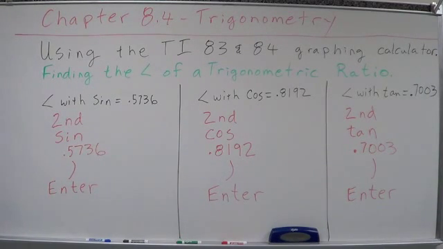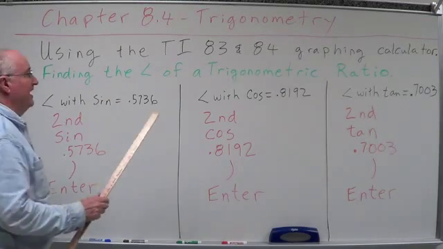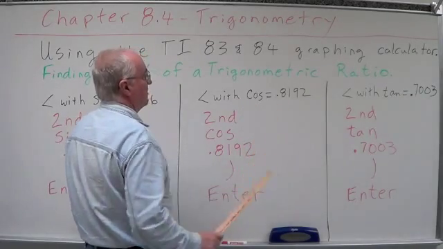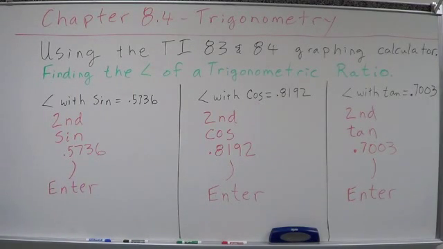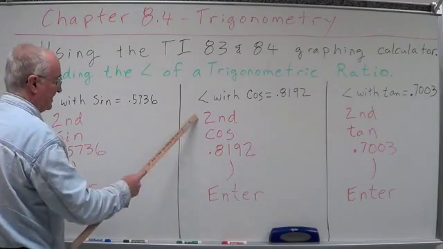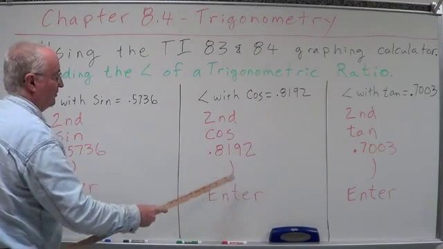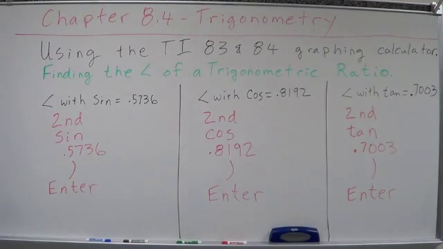Well, we hit the second button, go into a second function, and then press sine, and then we enter our number, 0.5736. We have our close parenthesis, and then we press our enter button. Okay? Second sine, 0.5736, close parenthesis, and then enter, and that should give us an angle. It'll have several decimal places. With a cosine, we want to find the angle that has a cosine of 0.8192. Again, we're going to use the second function, which says, hey, give us the angle, not the cosine. Give us the angle that's represented. So second cosine, 0.8192, close parenthesis, and press enter, and that should give us an angle.